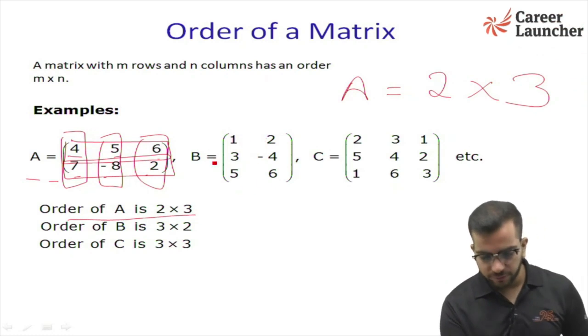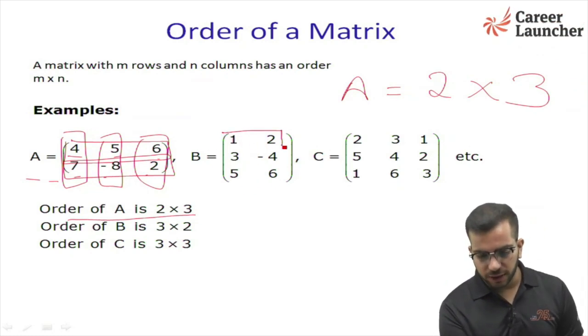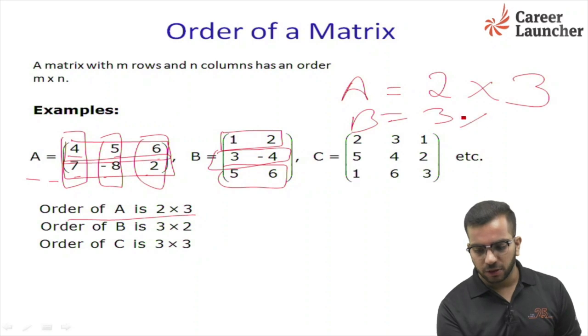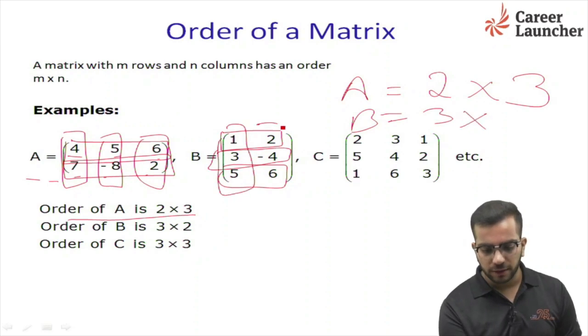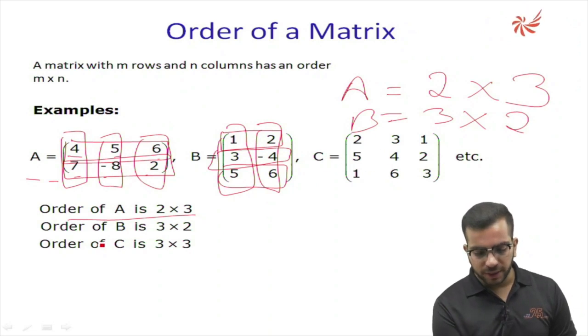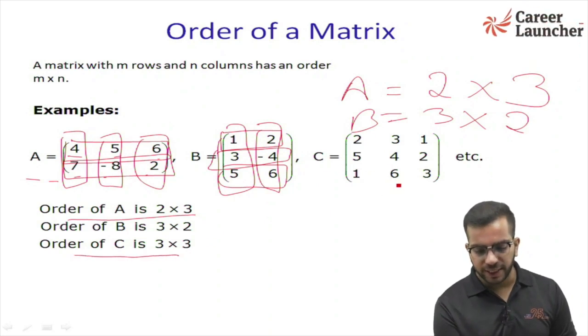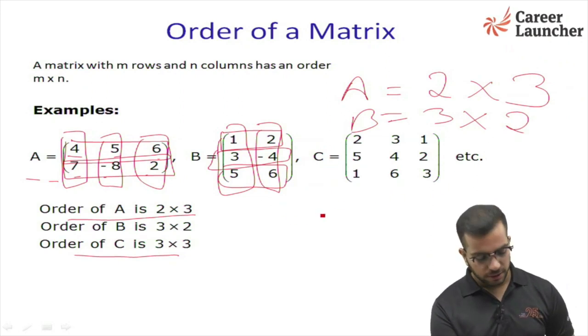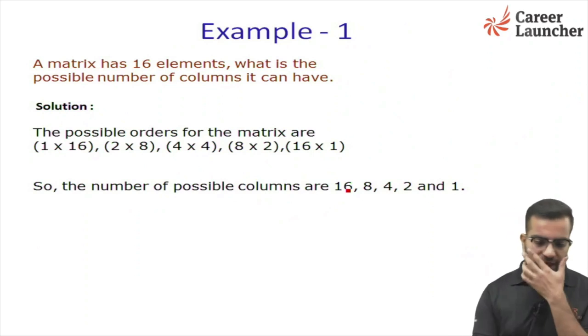Likewise here in matrix B, the number of rows are 1, 2 and 3. So the order of B is 3 cross, and the number of columns is only 2. And in the last part, the order for C is 3 by 3. You can see from the previous how 3 by 3 is coming. Okay, and let me tell you an example.